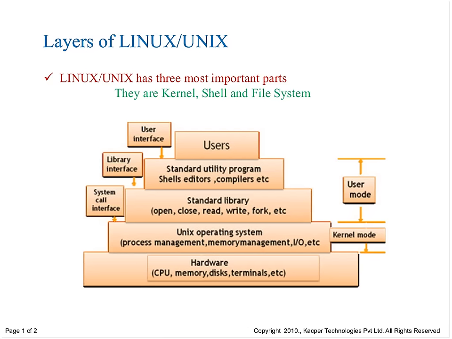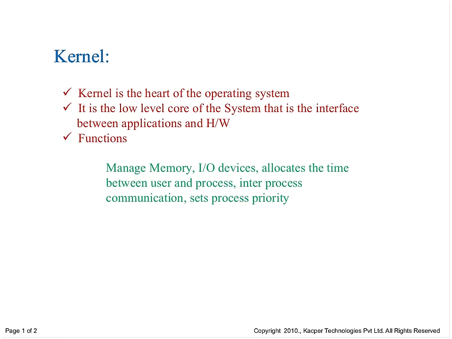So let's look at the kernel in more detail. The kernel is the heart of the operating system. It's the lower level core of the system. That's the interface between the application and the hardware. You can think of the kernel as essentially the programs that call various hardware resources, and they also make sure that your programs finally get executed in time on certain processors or on certain hardware resources, with the required resources intact.